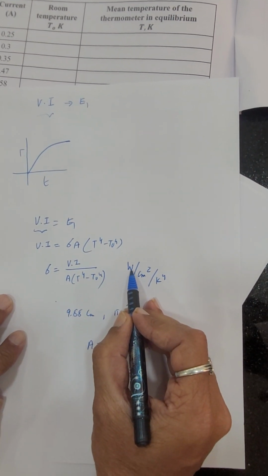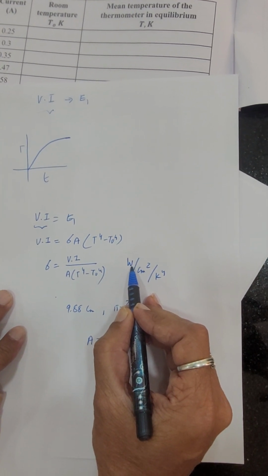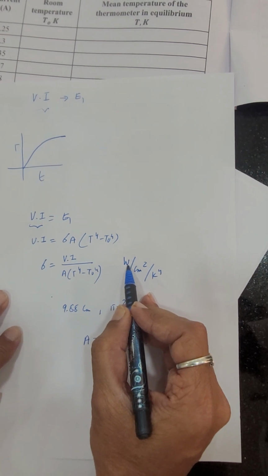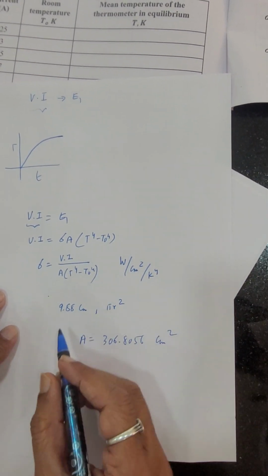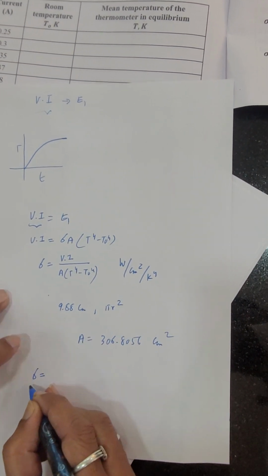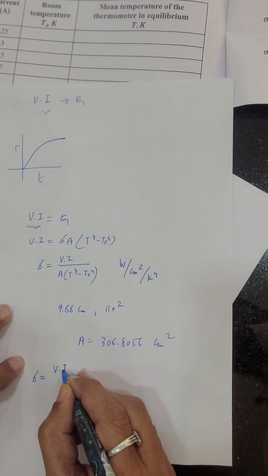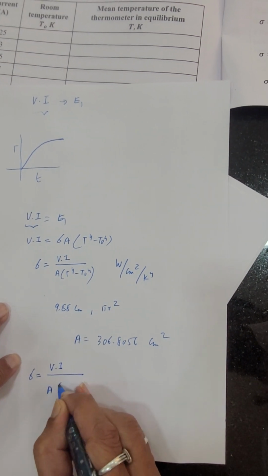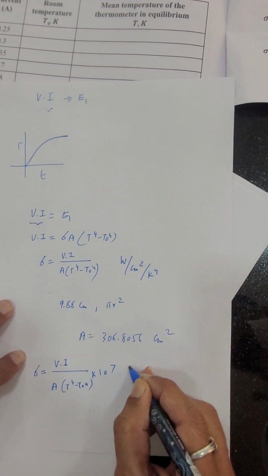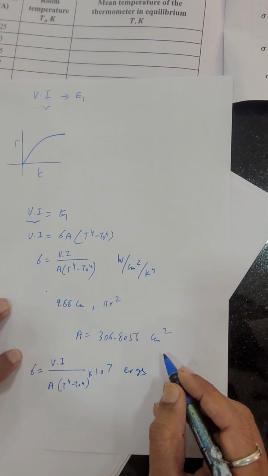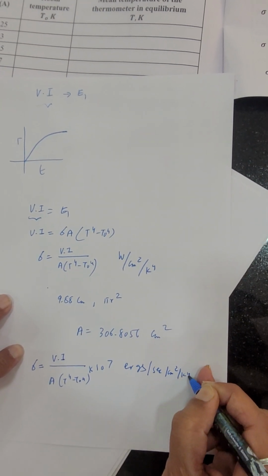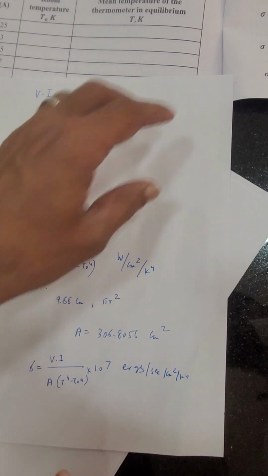See, watts means joules per second. So joules per second is the SI unit. To convert that into CGS unit, you have to convert that into ergs per second. So 1 joule is 10 raised to 7 ergs. So in CGS unit, the Stefan's constant will be V into I upon A into T raised to 4 minus T naught raised to 4, into 10 raised to 7 ergs per second per centimeter square Kelvin raised to 4. Now we have done some sample calculations.